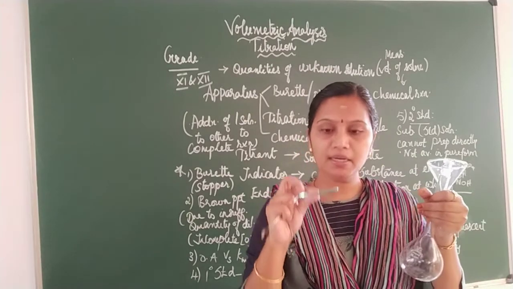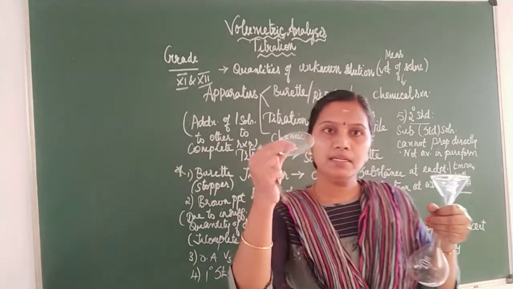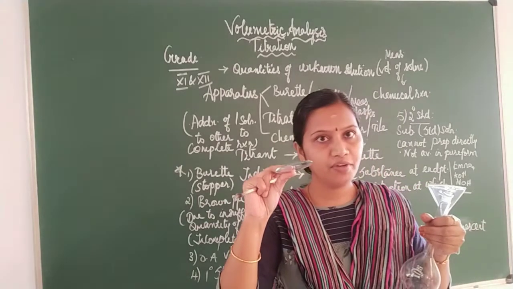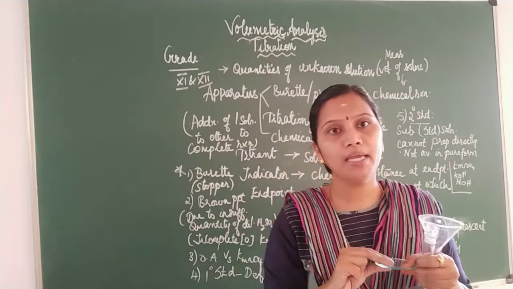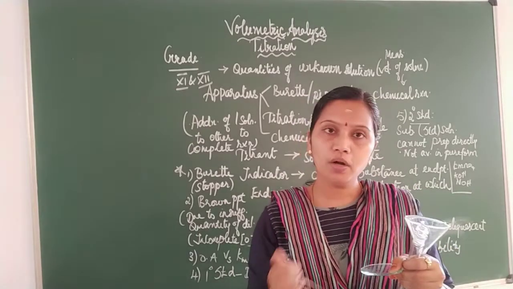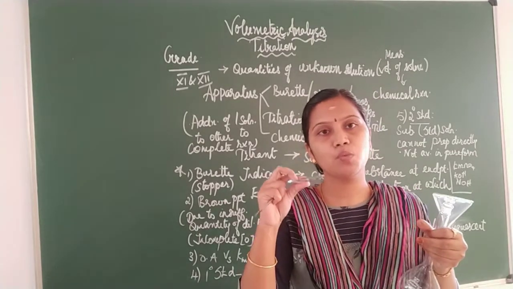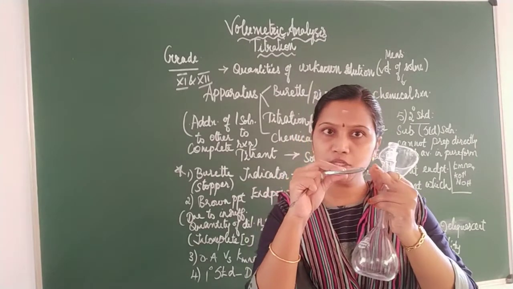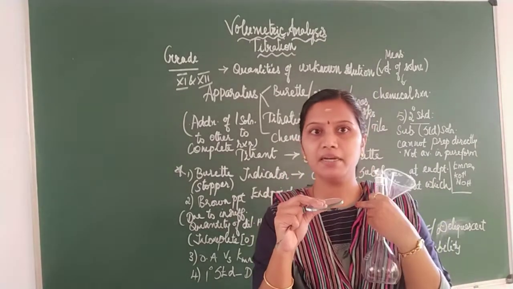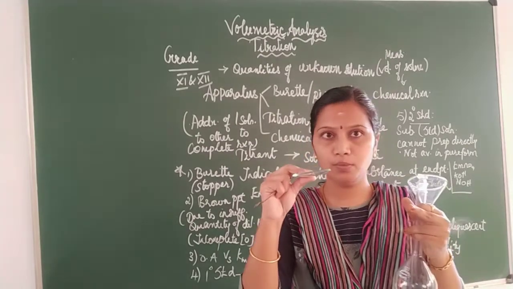Say for example, roughly I am telling you the weight of this watch glass is 0.5 grams. Example, right? So 0.5 grams. I want to take 1 gram of glucose. So what will I do? I should take the reading as 1.5 grams, because already 0.5 gram is the weight of the watch glass and 1 gram is the required weight of my glucose. So in that way I should do it.